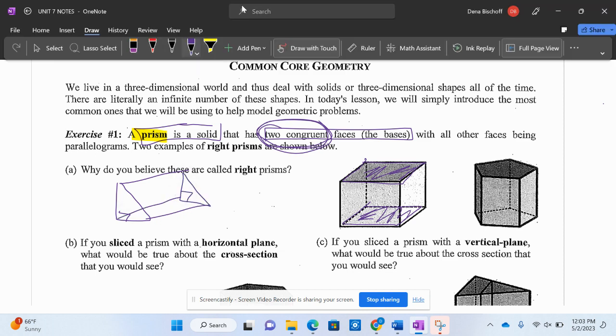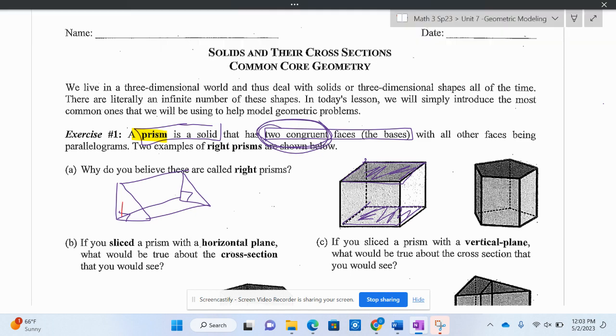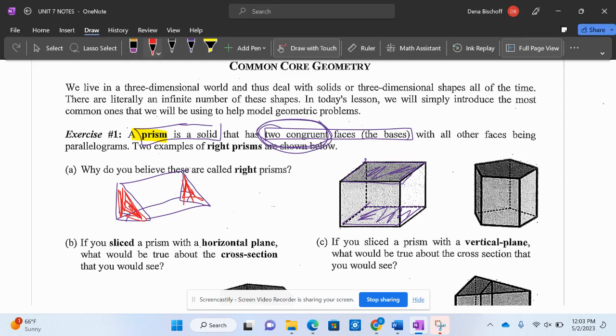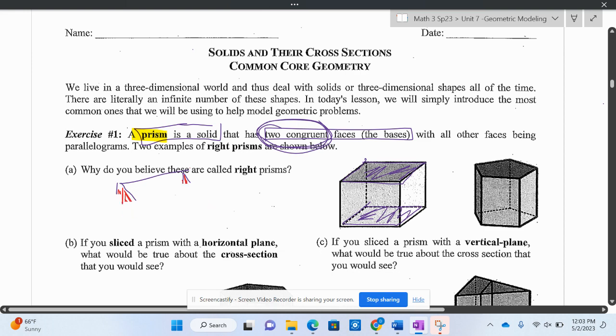what are my bases, Riley? What are the bases of the shape that I just drew? The right triangle. Yeah, the bases are these right triangles. It's sitting on its side because these parallelograms or rectangles are not congruent. You don't have any information about them, but the bases are congruent, okay?